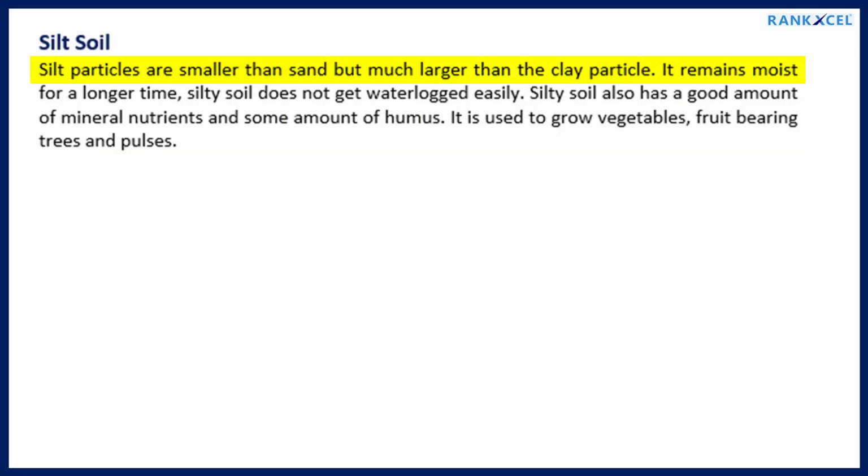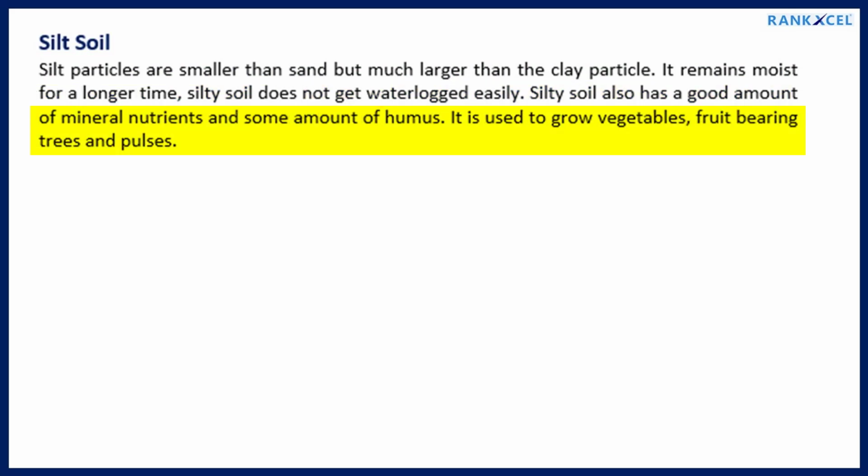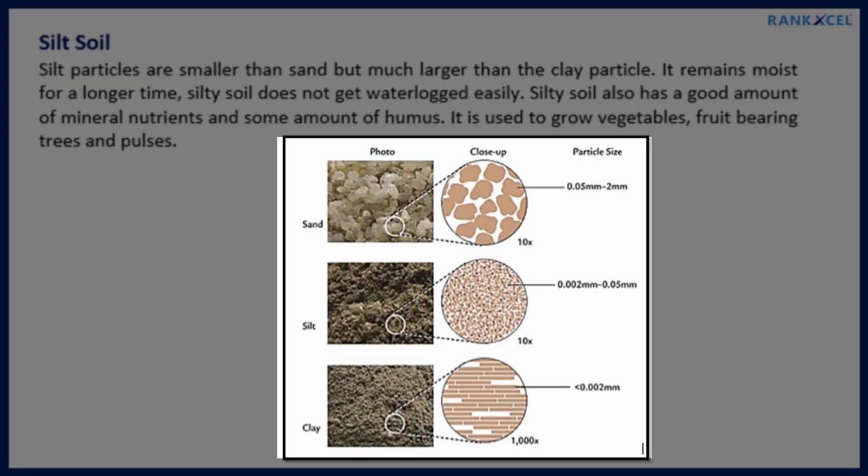Silt soil. Silt particles are smaller than sand but much larger than the clay particle. It remains moist for a longer time. Silty soil does not get waterlogged easily. Silty soil also has a good amount of mineral nutrients and some amount of humus. It is used to grow vegetables, fruit-bearing trees and pulses.